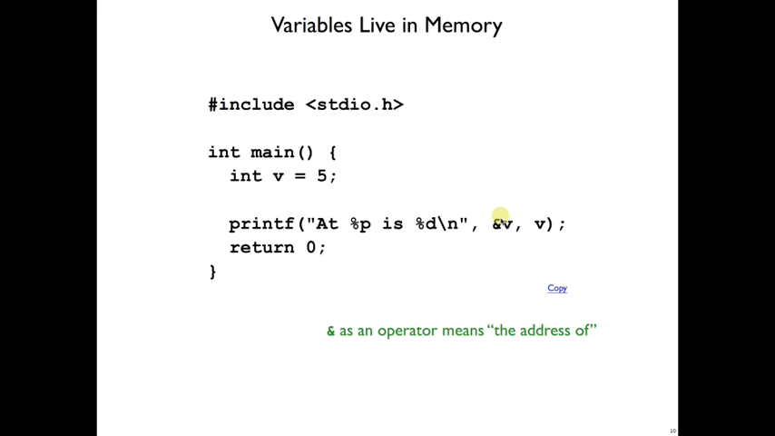So the way I got the address of v again, I kind of skipped over that, is I used the ampersand operator. A single ampersand in front of a variable means give me that variable's address. Why did I not have to use an ampersand before main or printf? Because the functions effectively get an ampersand implicitly when you use them.